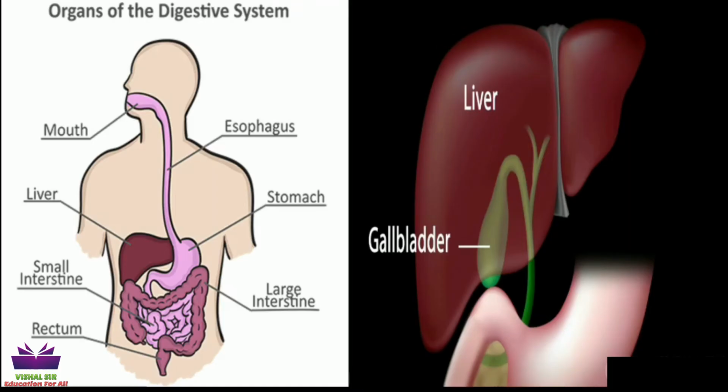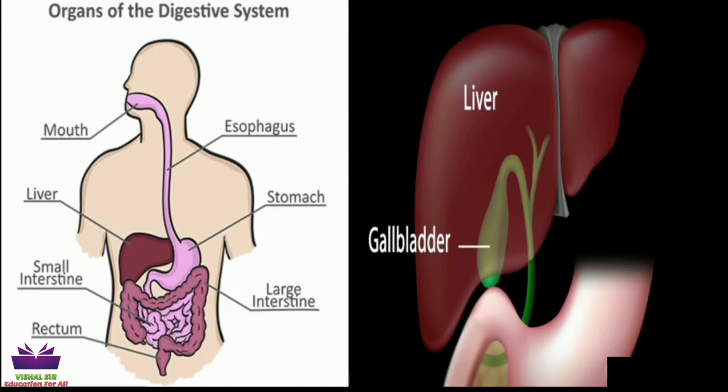The liver is a reddish brown organ with two lobes of unequal size and shape, as you can see in this picture over here. A human liver weighs approximately 1.5 kgs. Now, let's go to the function of the liver.